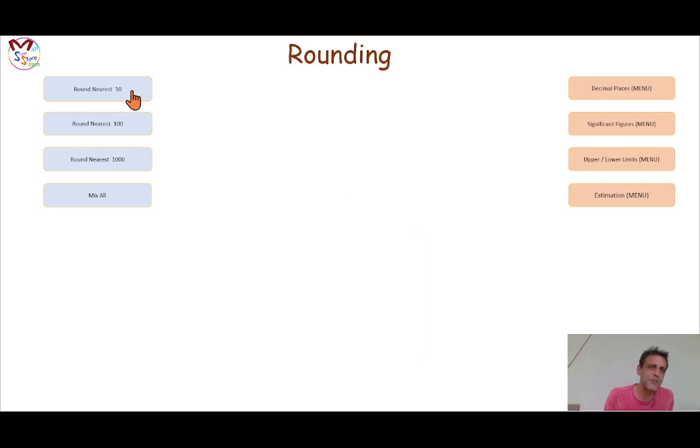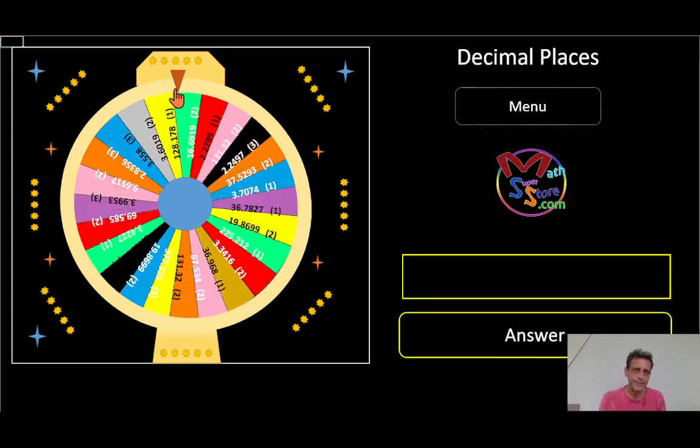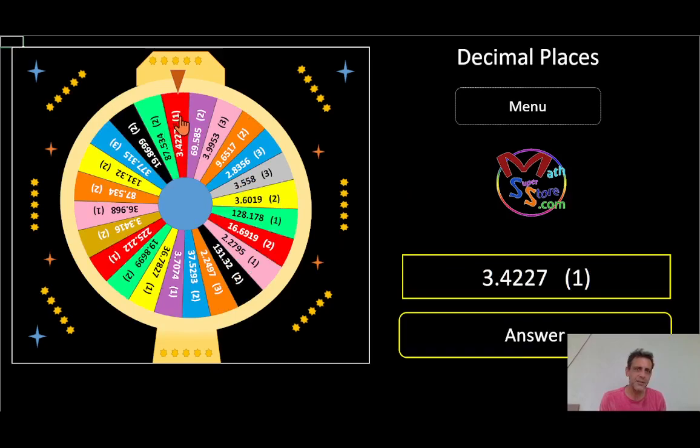We've got rounding. We've got rounding to nearest 10, nearest 100, nearest 1,000. We can mix all. We've got decimal, rounding to decimal places menu, significant figures menu, upper lower bounds menu, estimation menu. Let's go for significant decimal places menu. 1, 2, 3 decimal places. I'll mix all. And see, up on the wheel, you see this is to 1 decimal place, 2 decimal places, 3 decimal places, and this one in the question is to 1 decimal place, so it should be 3.4.